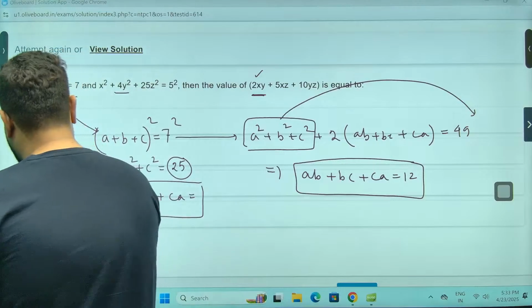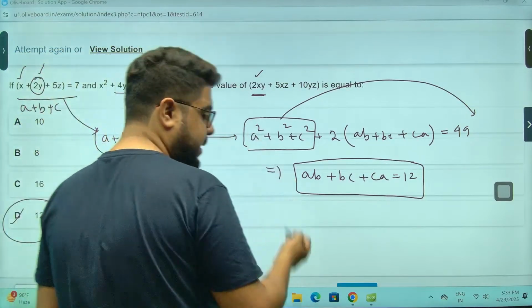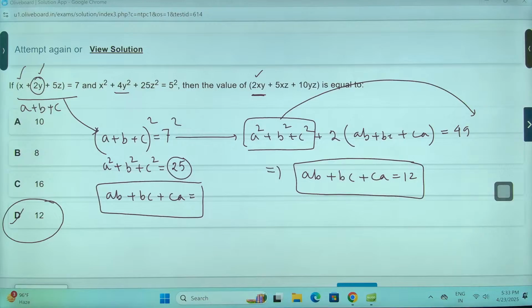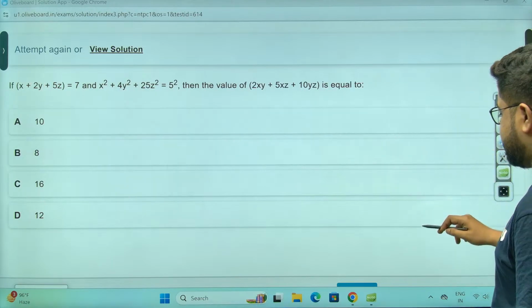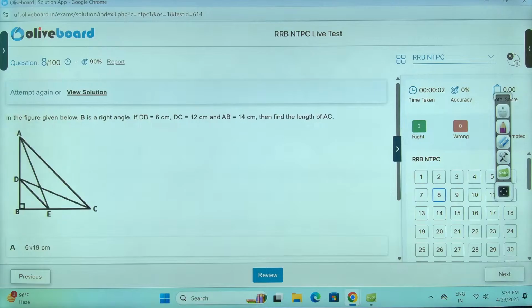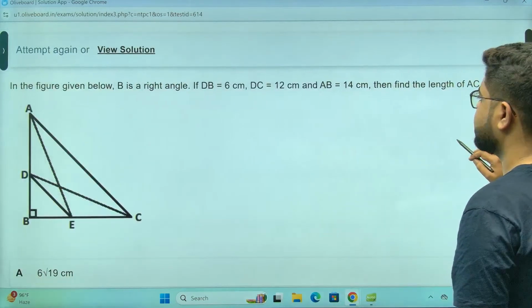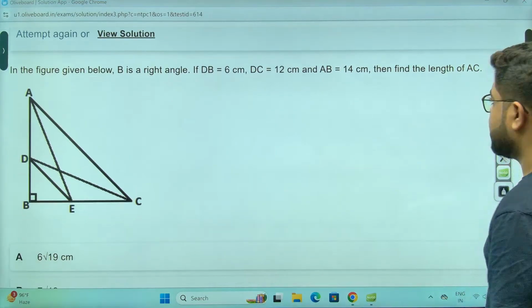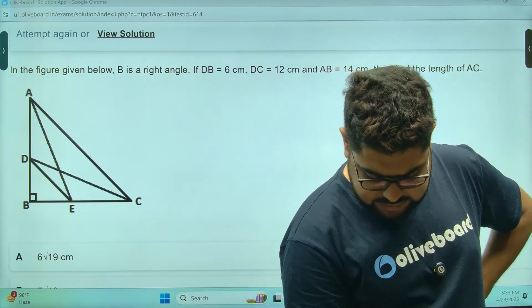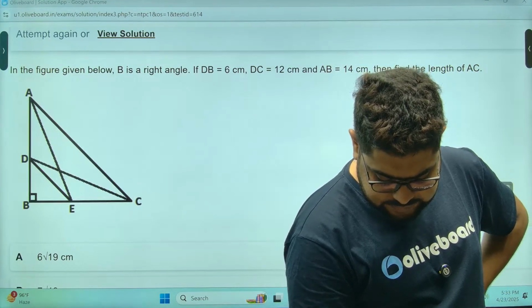Do a couple of lines of calculation in your brain. Done. Simple question. Next one. Let's see. Very simple. Comments have stopped coming again.